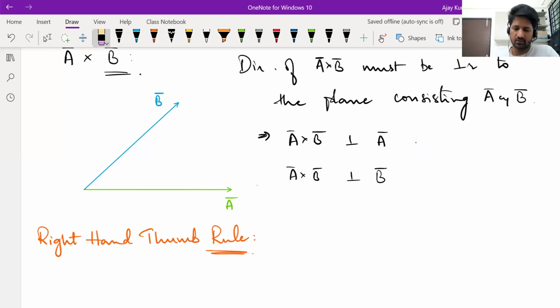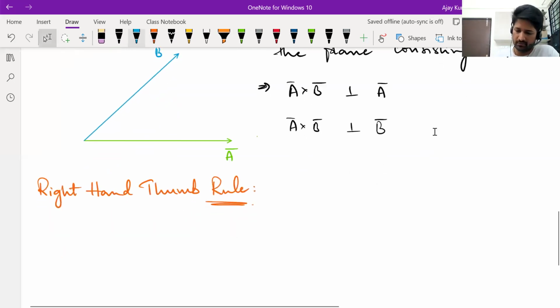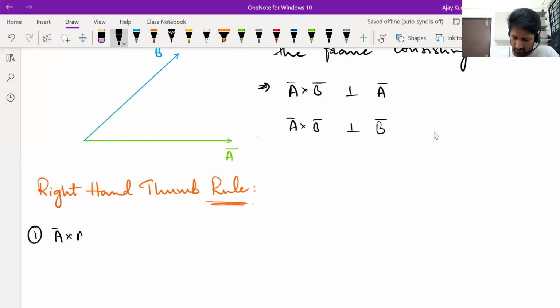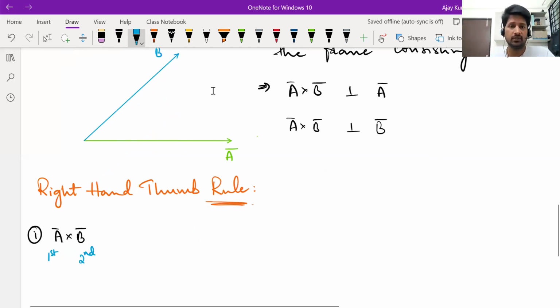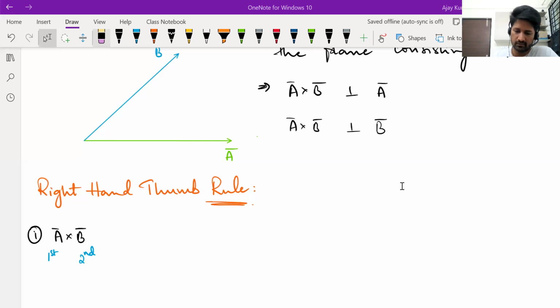Suppose you want the direction of A cross B. First case: if you want to know the direction of A cross B, A will be called the first vector and B will be called the second vector. To determine the direction of the cross product, the order in which you write the vectors is very important. Now, how to get the direction of the cross product?